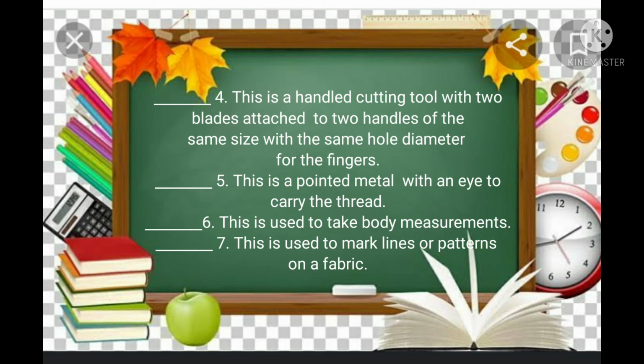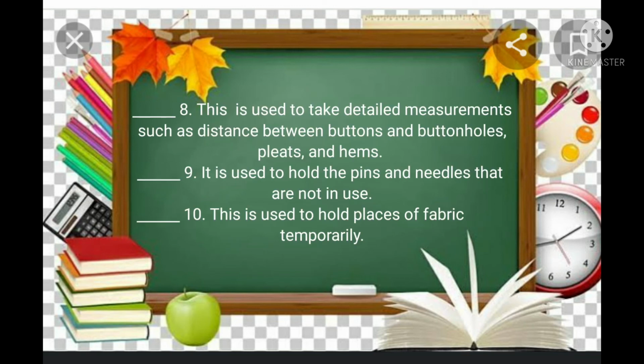Number 5, this is a pointed metal with an eye to carry the thread. Number 6, this is used to take body measurements. And number 7, this is used to mark lines or patterns on a fabric. Number 8, this is used to take the detailed measurements such as the distance between buttons, the buttonholes, pleats, and the hems. Number 9, it is used to hold the pins and needles that are not in use. And number 10, it is used to hold the pieces of fabric temporarily.